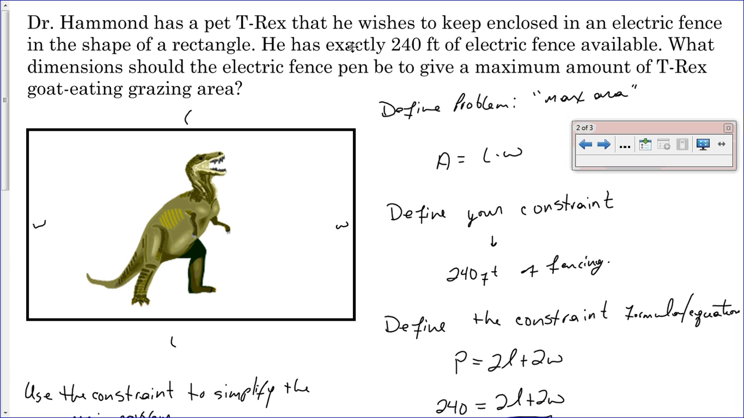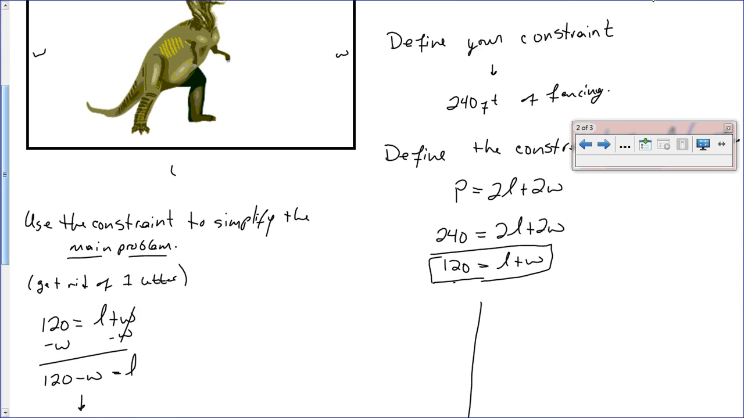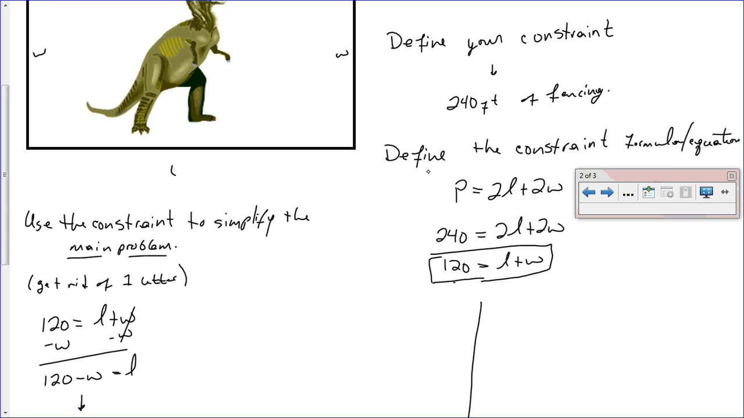All right. So define your problem. Well, we want to find the maximum area with 240 feet of fencing. Well, that 240 feet of fencing is our constraint. Now, that 240 feet of fencing represents the perimeter. So that's why now we define the constraint formula or equation, which is the perimeter equation, which perimeter is 2L plus 2W. Well, that 2L plus 2W equals 240. Divide by 2, because everything's divisible by 2. 120 equals L plus W.